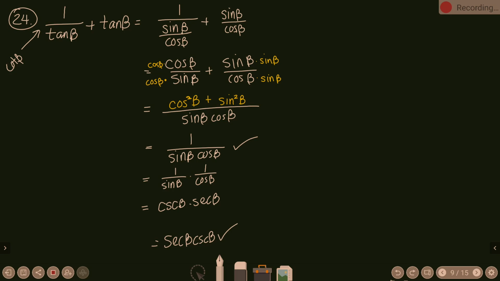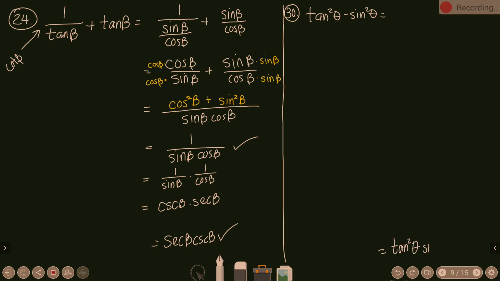Okay. What else? What is it? 30. 30? Yep, we did this one this morning. So 30, tangent squared theta minus sine squared theta. And my job is to make those multiply, right? Yep. Tan squared theta times sine squared theta. Okay. 30.